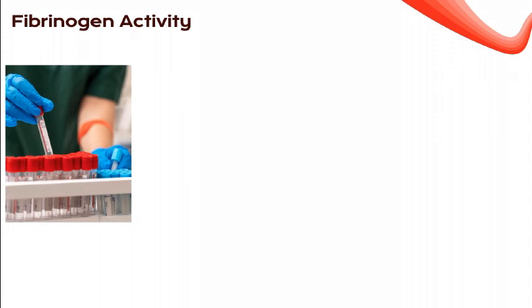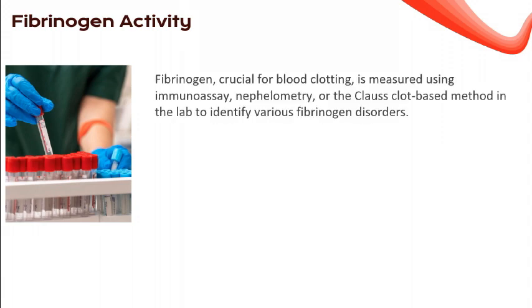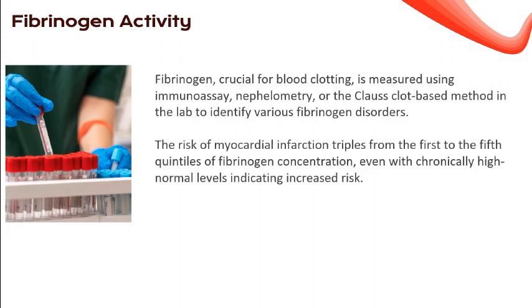Fibrinogen, the unsung hero in blood clotting. This vital protein is measured using advanced lab techniques like immunoassay, nephelometry, or the clot-based method. But why does it matter? Fibrinogen is like the conductor in the orchestra of clotting. It plays a crucial role in forming blood clots.